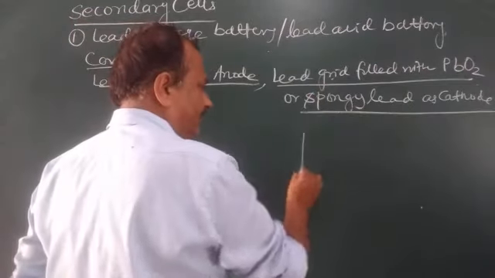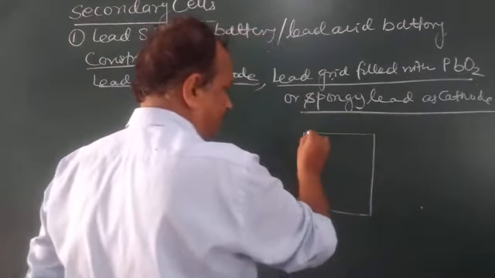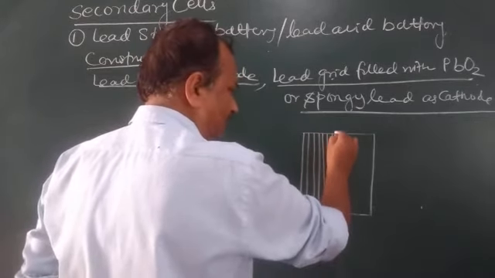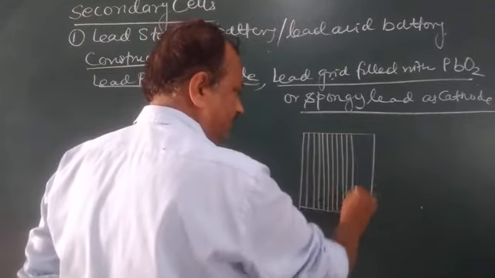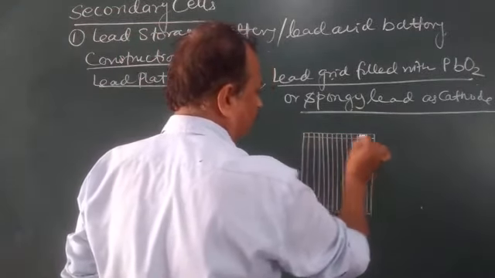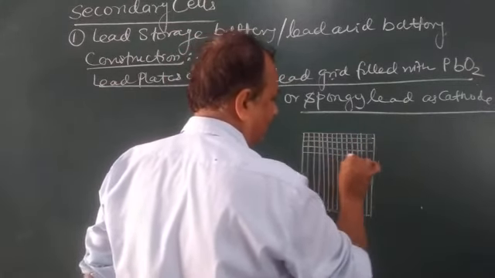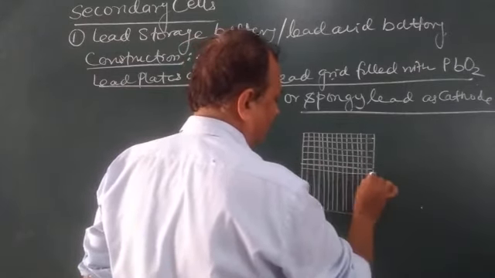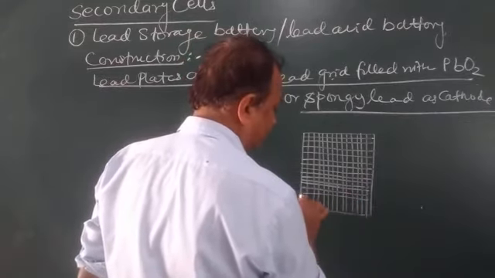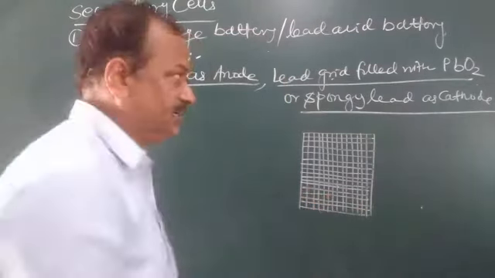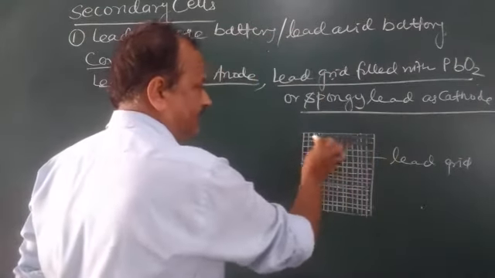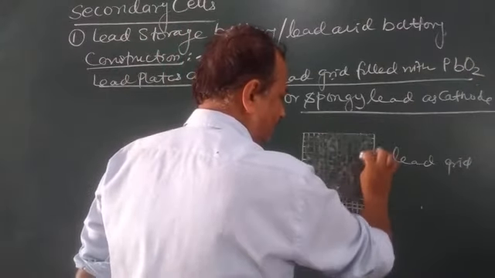Coming to the grid. Grid means mesh. Very fine grids are there, just like the mosquito nets which we use in the windows. There are very small gaps, and the spongy lead or lead dioxide is filled inside. So this is the lead grid, and it is completely filled with lead dioxide.